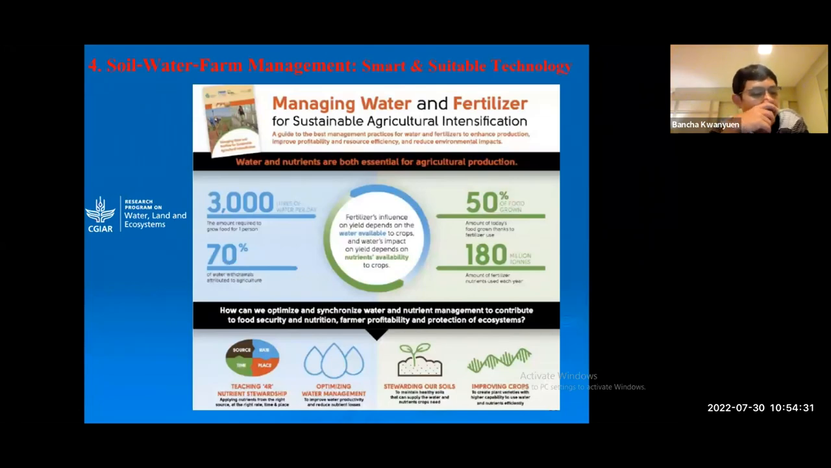The other issue I want to talk about is soil, water, and farm management, so we can have smart and suitable technology. I'm not going for only smart. It has to be suitable. Why? Because in some locations we don't have that kind of technology, but we can still be smart and still have a suitable system for us.